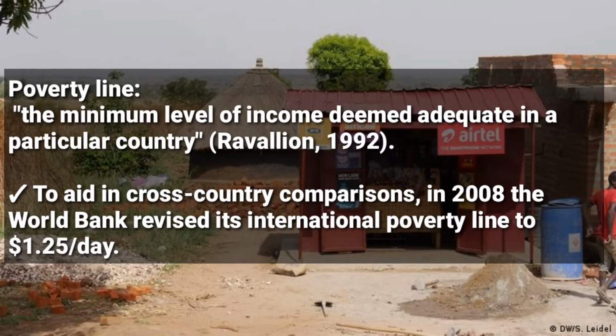Yeah, and the poverty line is important for comparisons of countries. They compare themselves. And in 2008, the World Bank revised its international poverty line to $1.25 per day. Any person who earns $1.25 per day and above is not a poor person, which is something like 4,500 in Ugandan shillings. Yeah, so that is the poverty line, the minimum level of income someone is supposed to receive on a daily basis.